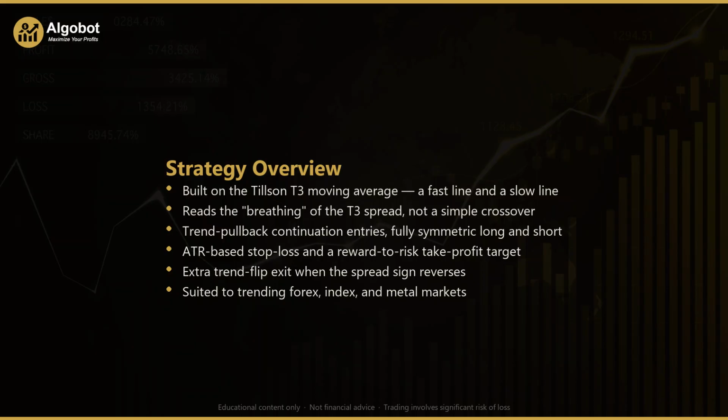The engine behind the strategy is the Tillson T3 moving average. The T3 is a refined, 6-stage smoothing of price that uses a tuning value called the volume factor to track the market closely while filtering out much of the jitter you'd see in a raw price line. The strategy runs two of these lines at once, a fast one and a slow one, and it studies the gap between them, which it calls the spread.